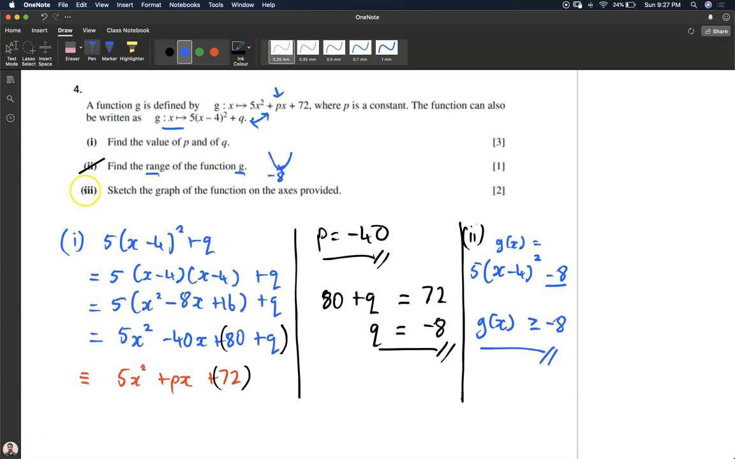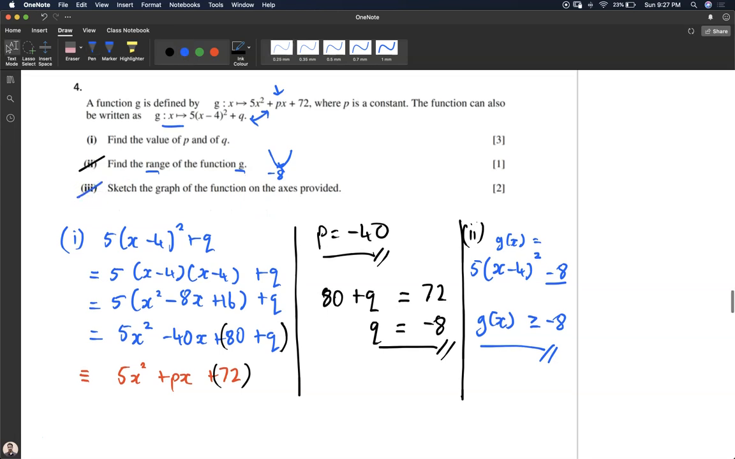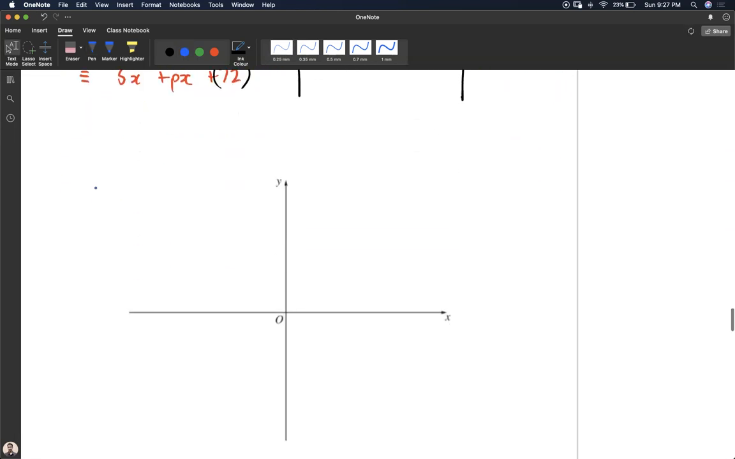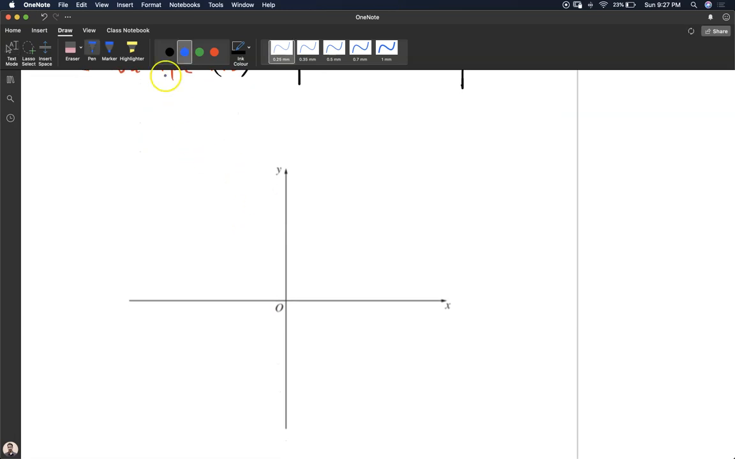Okay, and finally, sketch the graph of the function on the axis provided. I hope I did provide the axis. Oh yeah, there it is. So I'm just rewriting the function again for ease. g(x) is equal to 5x minus 4 squared minus 8.